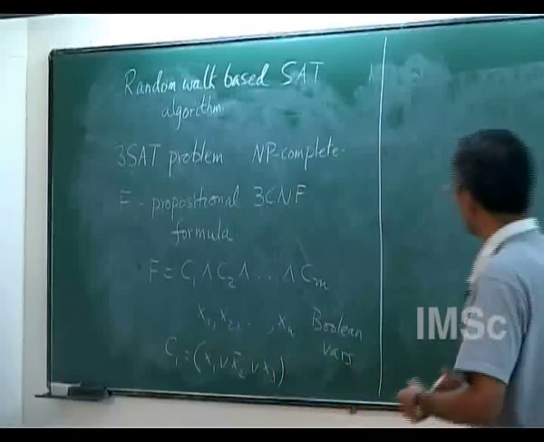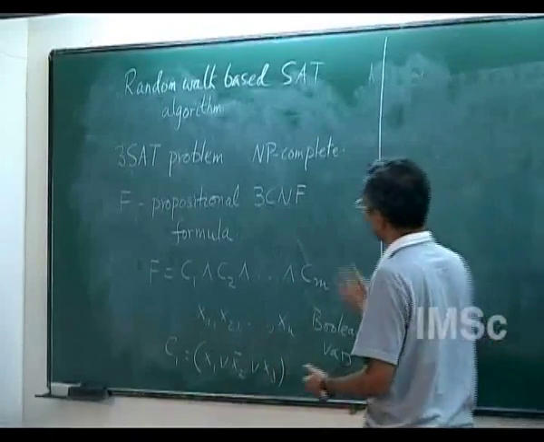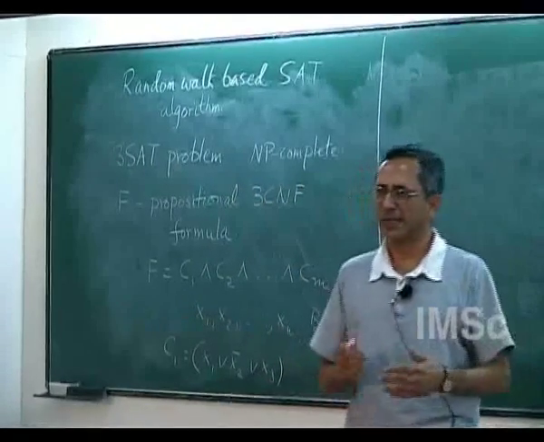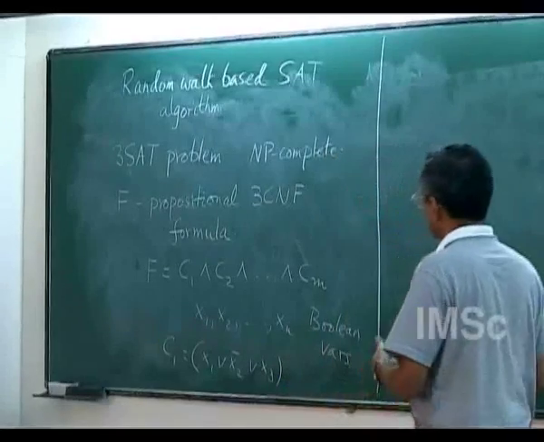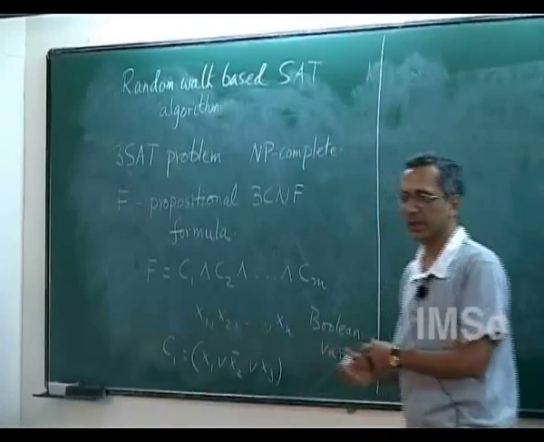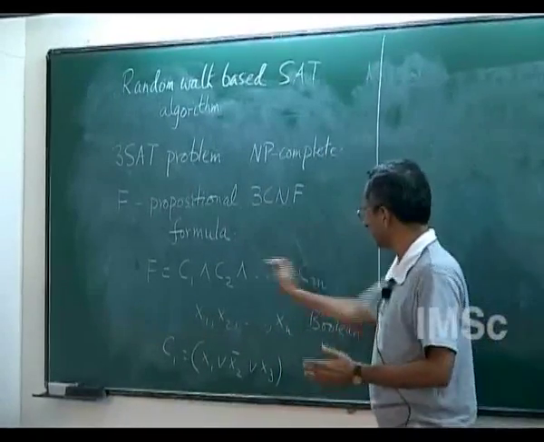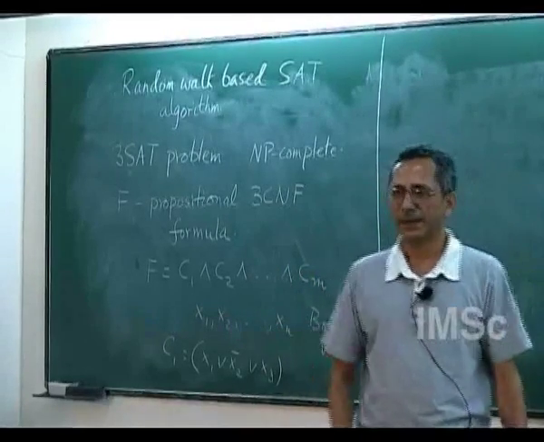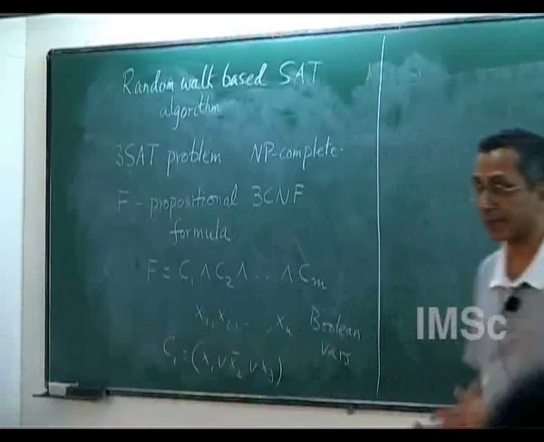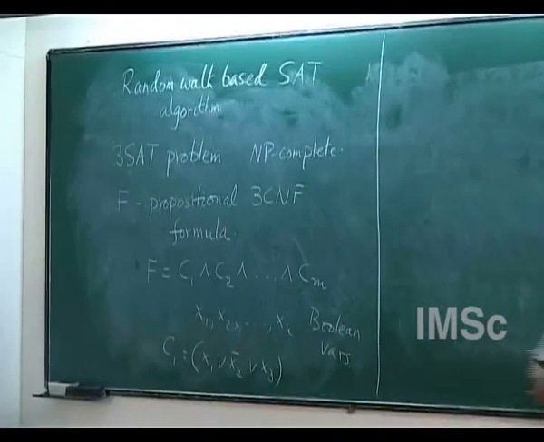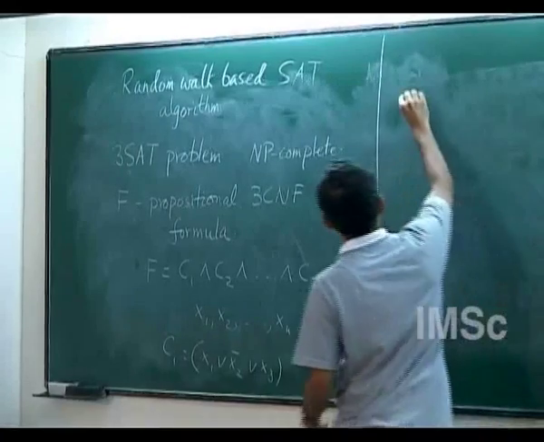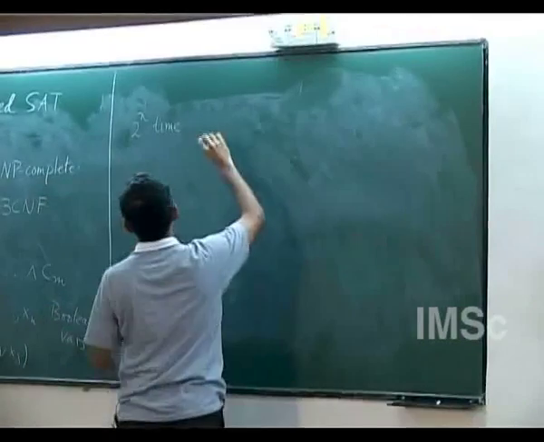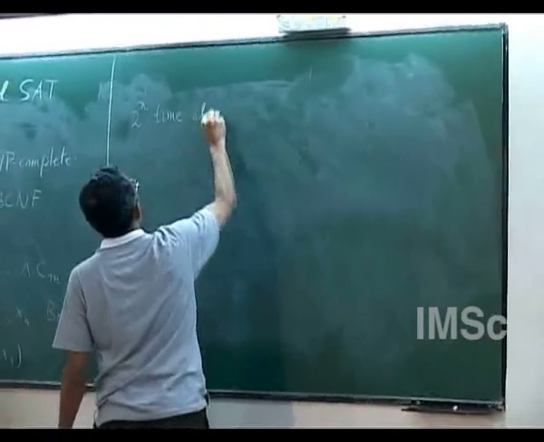And the problem is to check if there is such an assignment, and that is the 3-SAT problem, and it's NP complete, which basically means that if this had a polynomial time algorithm, polynomial in the size of the input, which is m plus n, then P would be equal to NP. So you don't expect that it has a polynomial time algorithm. On the other hand, there is a trivial 2 power n time algorithm, 2 power n times some small polynomial.